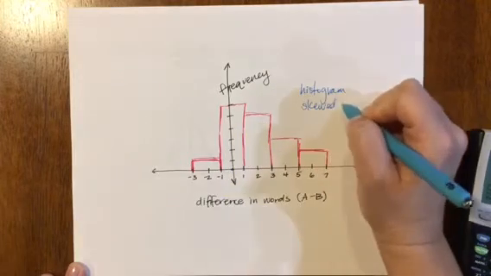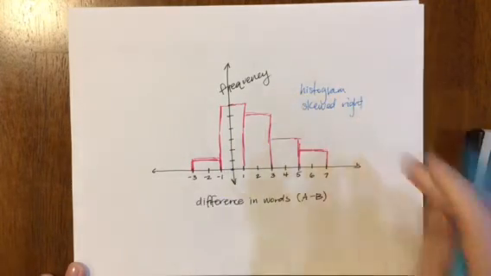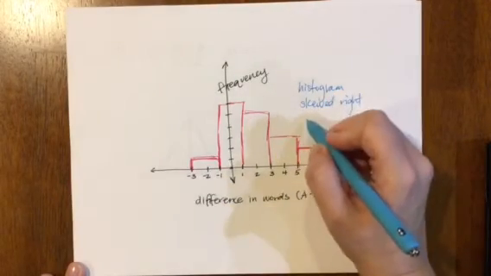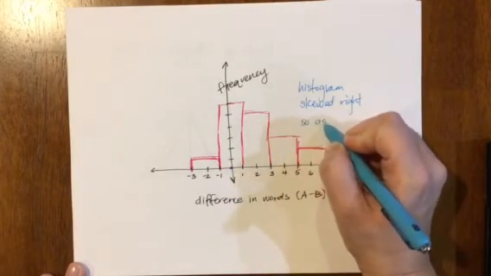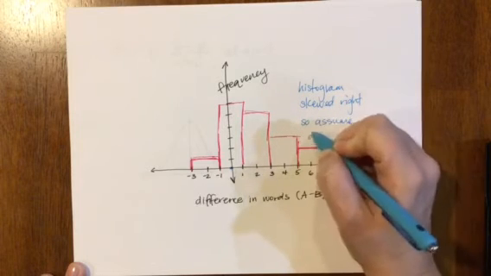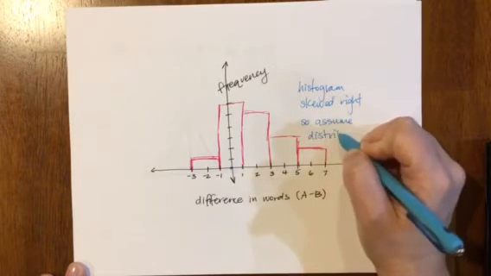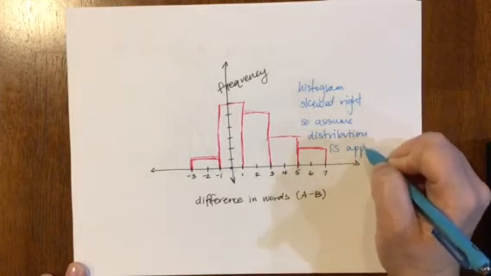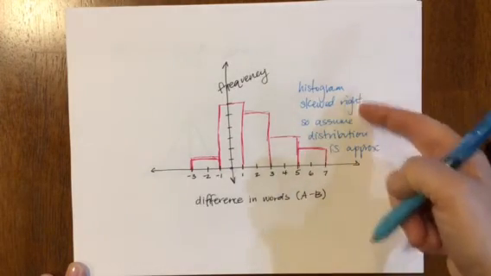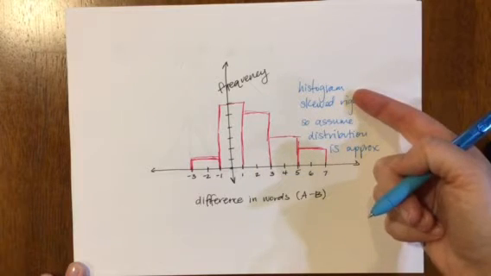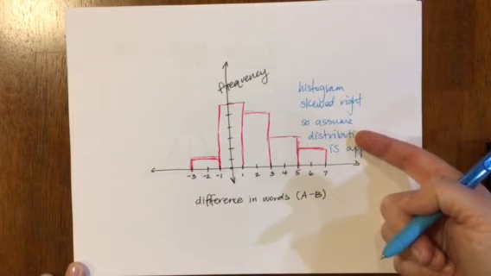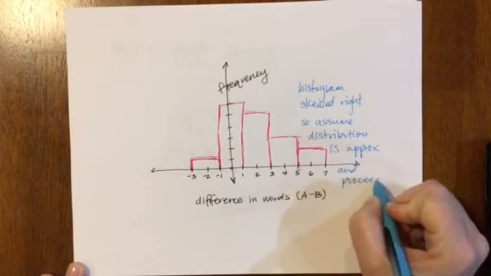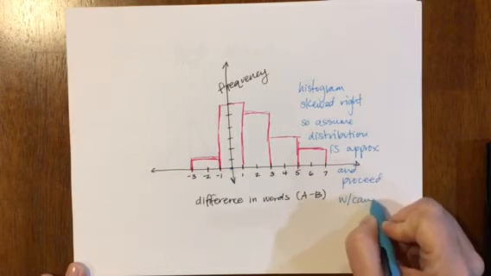So I make a comment on what I see, and then I make a comment on what I want. So I said the histogram is skewed right, so assume distribution is approximately normal, because it's not, it's skewed right. So you're saying, hey, I see the problem. Let's go ahead and pretend it's okay. And proceed with caution.